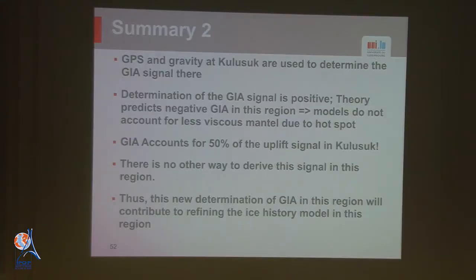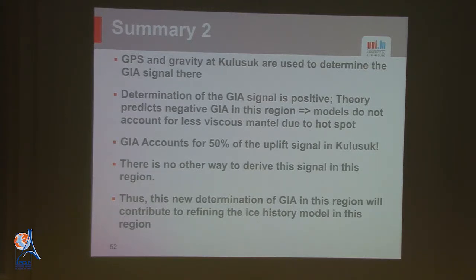GPS and gravity, this is what this talk is all about. At Kulusuk they were used to determine the GIA signal there. And we find that the GIA signal is positive, and this is probably because the mantle is hotter there due to the hotspot trace. This GIA signal accounts for about 50% of the uplift signal that we see in Kulusuk. That's a really big number. And there's no other way to get this signal from this region.